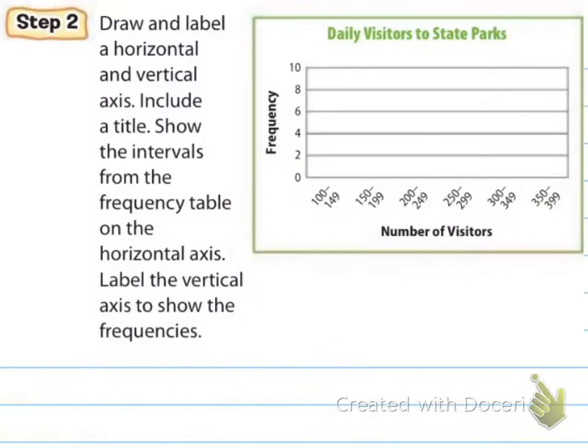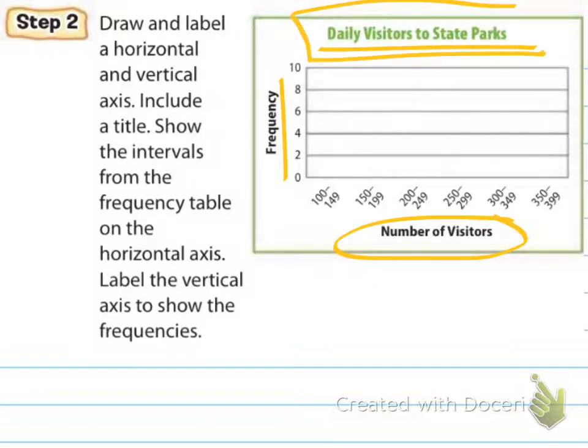Next, we're going to use step 2, which is draw and label a horizontal and vertical axis. Include a title. Show the intervals from the frequency table on the horizontal axis, and then label the vertical axis to show the frequency. So we've got this labeled frequency, and then it says daily visitors to state parks. That's the title of the whole thing, and our horizontal axis is our number of visitors. With graphs, you really should always be labeling so that everybody can understand what's in your graph.